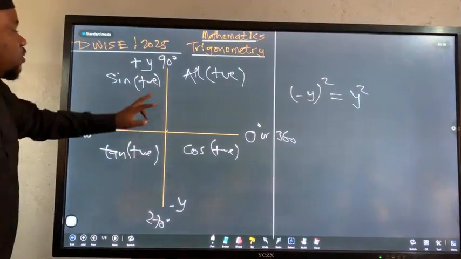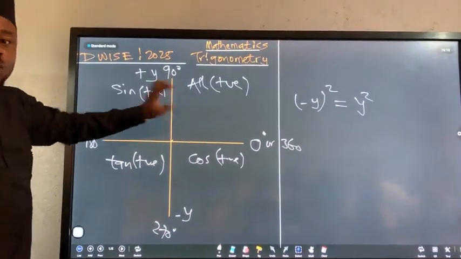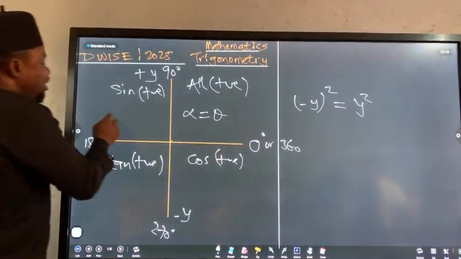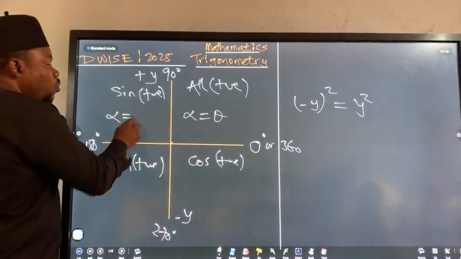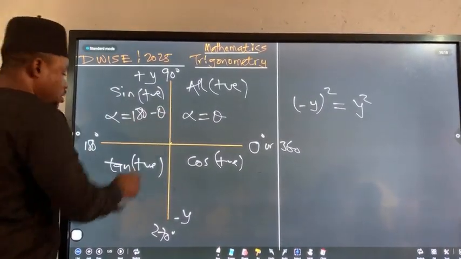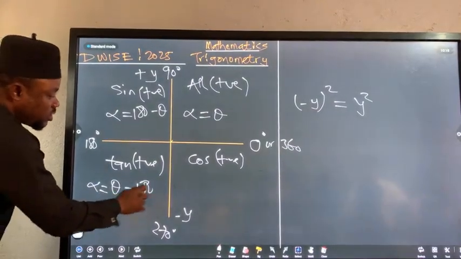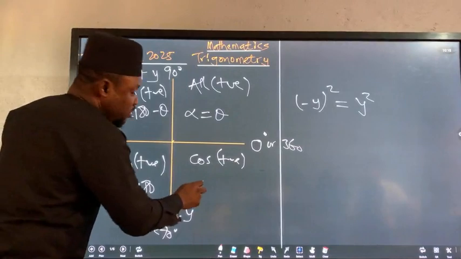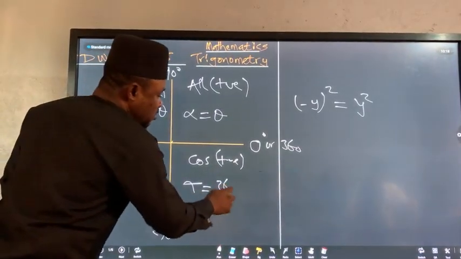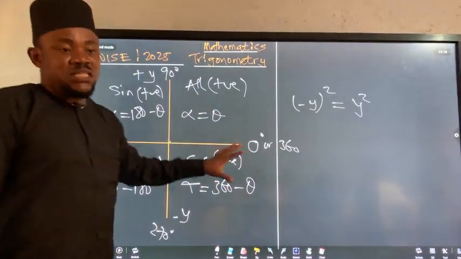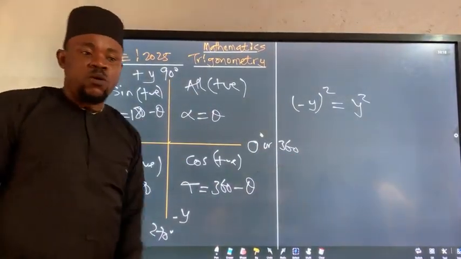So look at this. At this point now, what is the acute angle value? Alpha is equal to theta here, right? And here alpha is equal to 180 minus theta. This place here, alpha is equal to theta minus 180. And this point here, alpha is equal to 360 minus theta. So, having established this, we can do some other work after now.